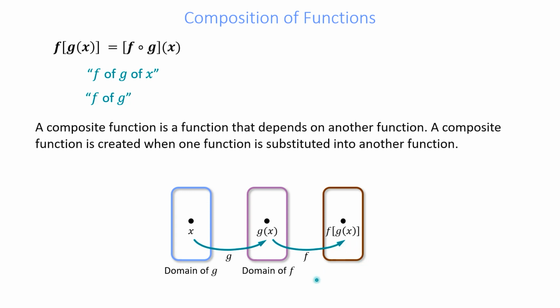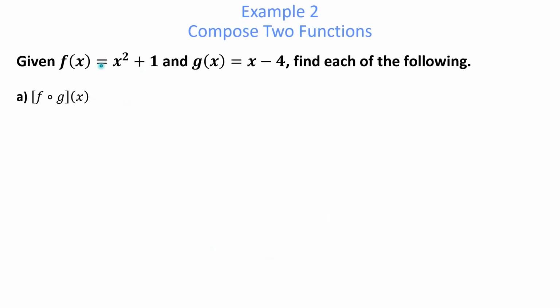So essentially what happens is the composite function maps values of x in the domain of g to the composite function f of g of x. Example 2. Given f of x is equal to x squared plus 1 and g of x is equal to x minus 4, find each of the following.